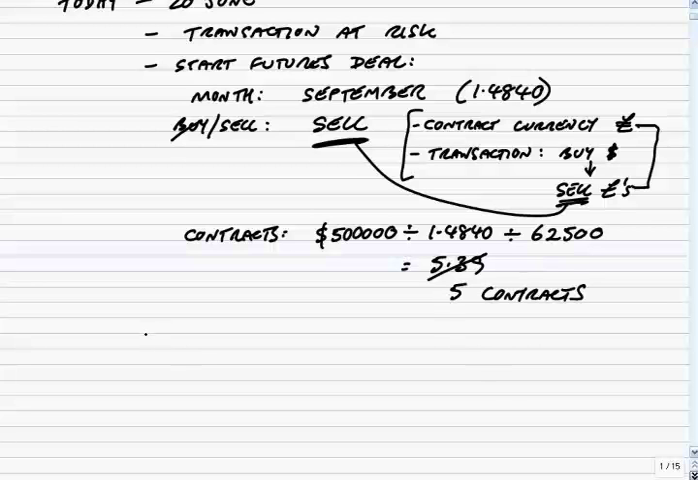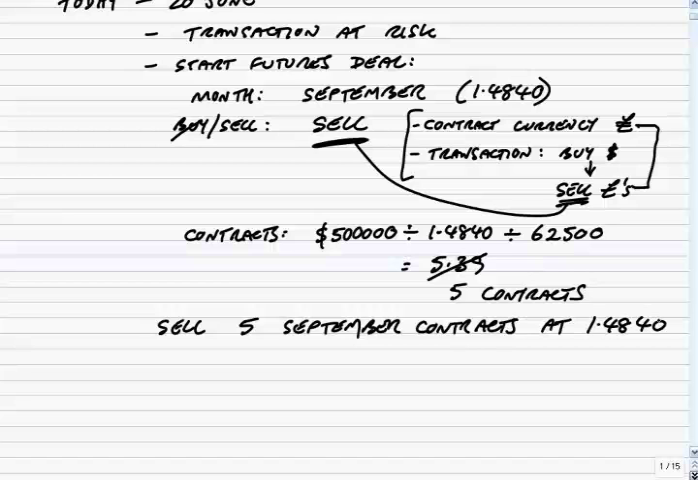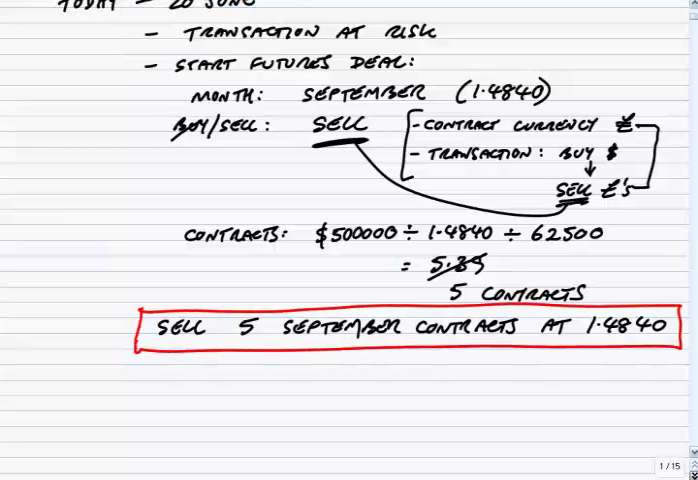And so the futures deal will sell 5 September contracts at 1.4840. And so that's all that happens today. Transaction, we've done nothing at all. We just ring the dealer, announce that we want to sell 5 September contracts, and that's all.